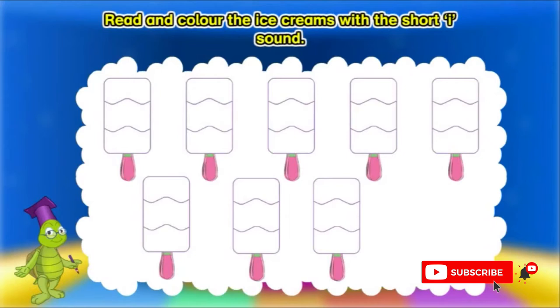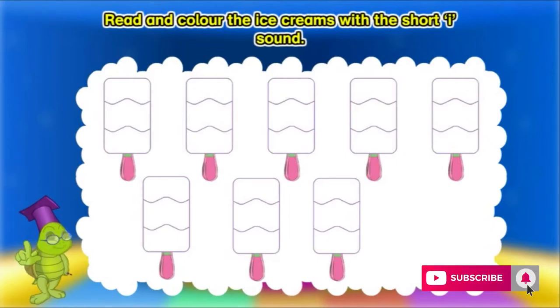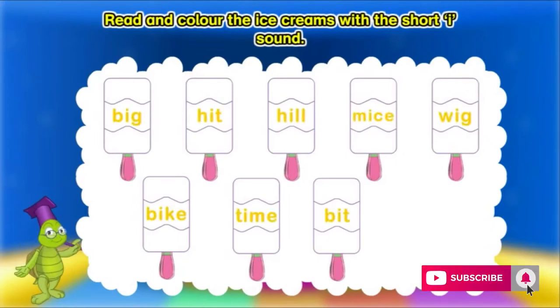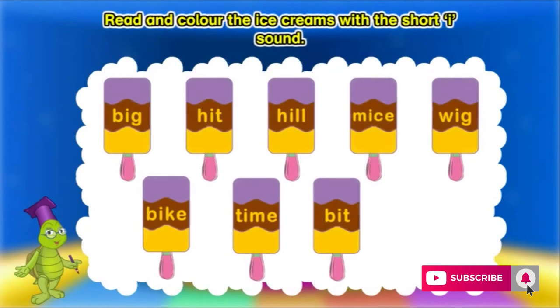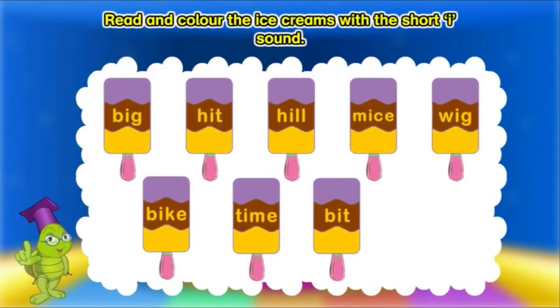Color the ice creams with the short I sound. B-I-G, big. H-I-T, hit. H-I-L-L, hill. M-I-C-E, mice. W-I-G, wig. B-I-K-E, bike. T-I-M-E, time. B-I-T, bit.